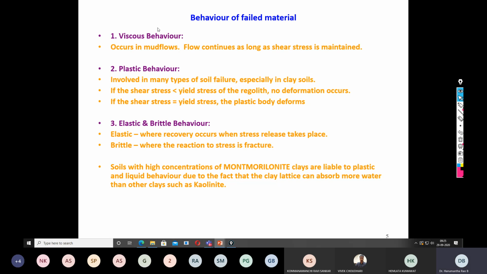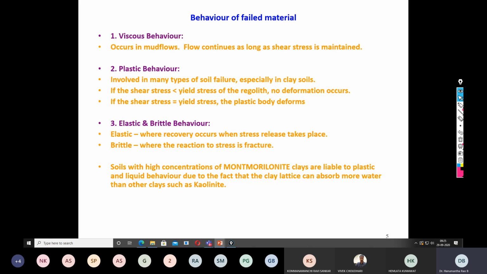To be enough consistency with the highest amount of water content, it should flow under its own gravity. Flow continues as long as shear stress is maintained. So normally viscous flow occurs in the case of water or slurries or mud flows. Then plastic behavior is involved in many types of slope failure, especially in clayey soils. A typical example is between the plastic limit and the liquid limit.